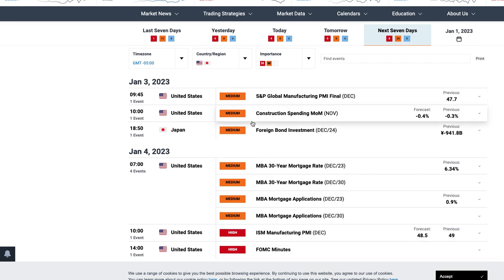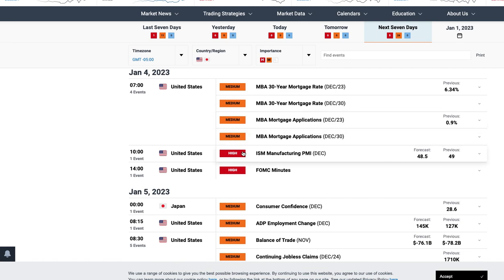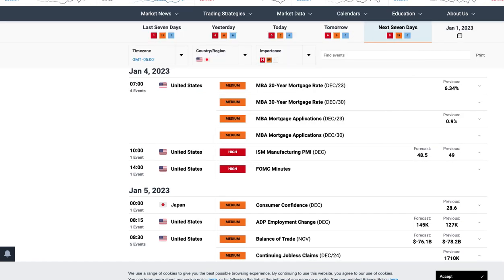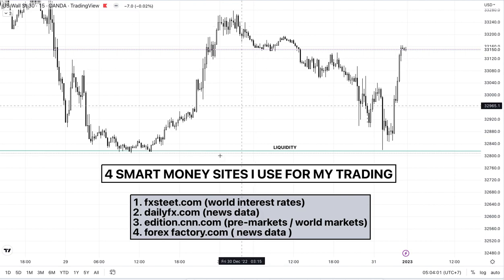I select orange and red folders specifically because those are medium and major impacting news that's actually going to be affecting the market. And that's what's important to us. And I have it adjusted to the pairs I trade. So we have orange and red, and that's all you really need to see when you're coming to your economic calendar. So this is dailyfx.com /economic calendar. So that's the second one.